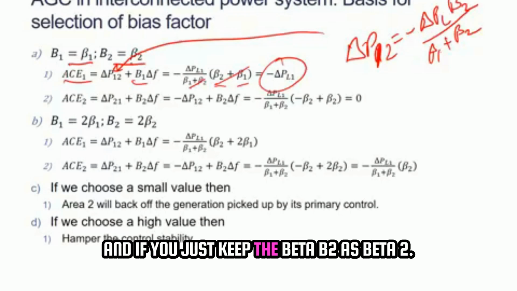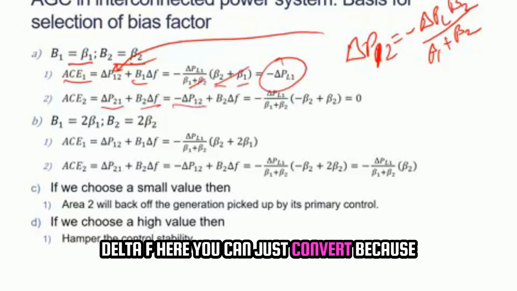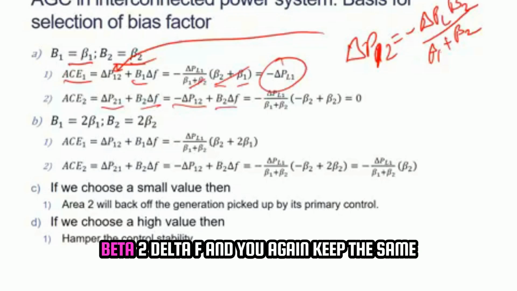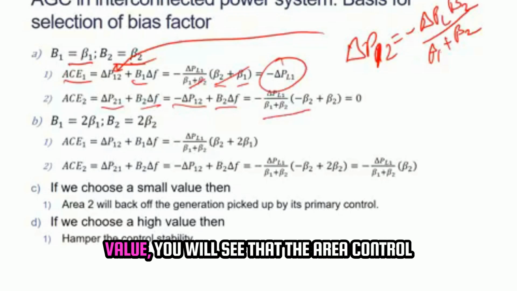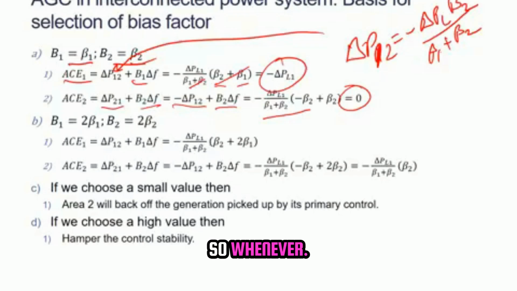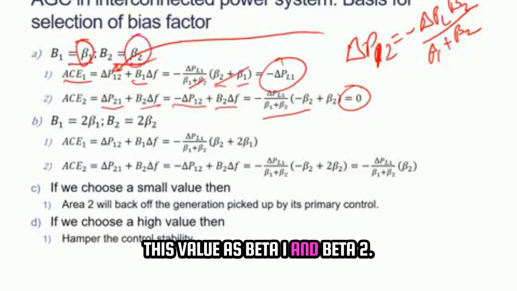And if you just keep B2 as beta 2, so again if you keep delta P21 plus B2 delta F, here you can convert, because P21 is equal to minus delta P12, plus beta 2 delta F, and you keep the same value, you will see that the area control error 2 will remain 0 in this case. That's why people generally keep this value as beta 1 and beta 2.